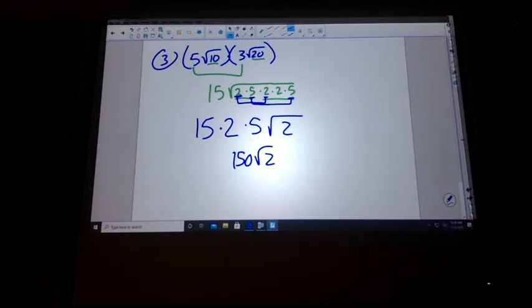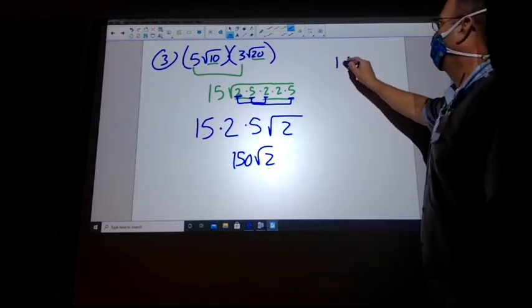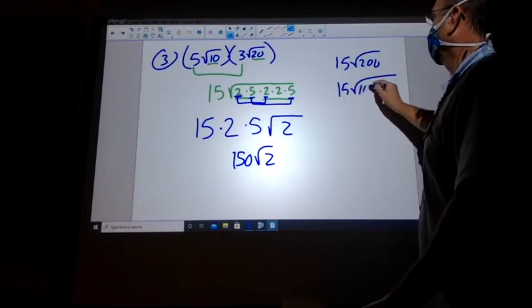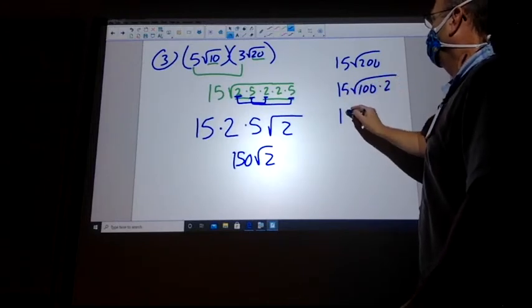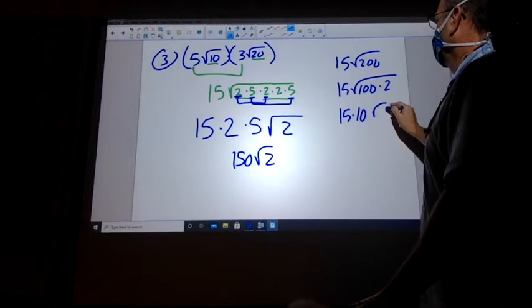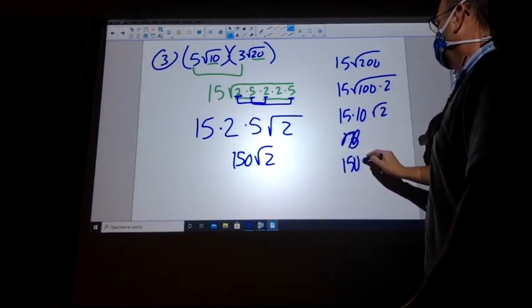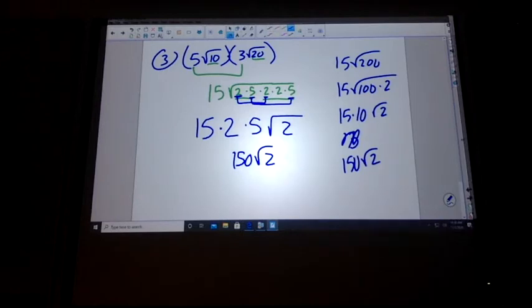And again, this will be recorded. I'll have this on Schoology. Yeah? Could you hold down 15 root 200 and then take the 10 out? Absolutely. That totally would have worked as well.